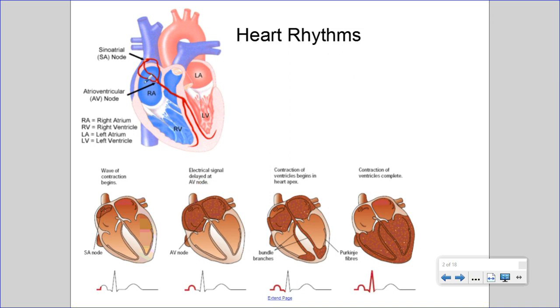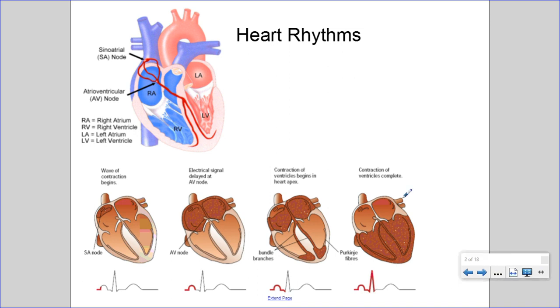That signal that starts at the sinoatrial node will pass to the atrioventricular node. At the atrioventricular node, the signal does get delayed a little bit to allow the atrium to contract. Then the signal will travel from the atrioventricular node to the ventricles, allowing the ventricles to contract.